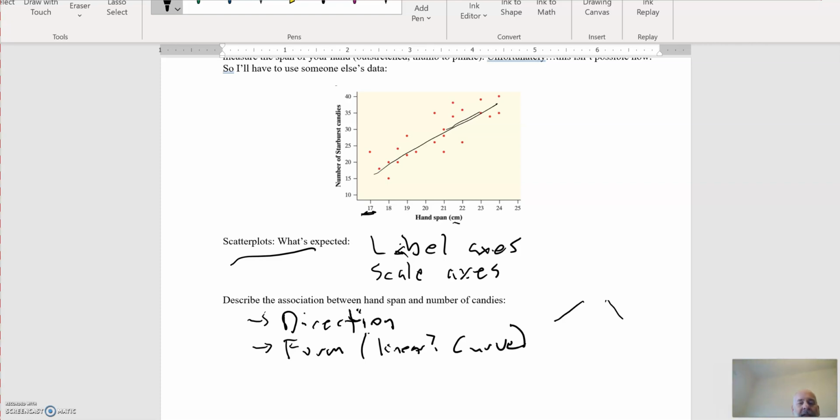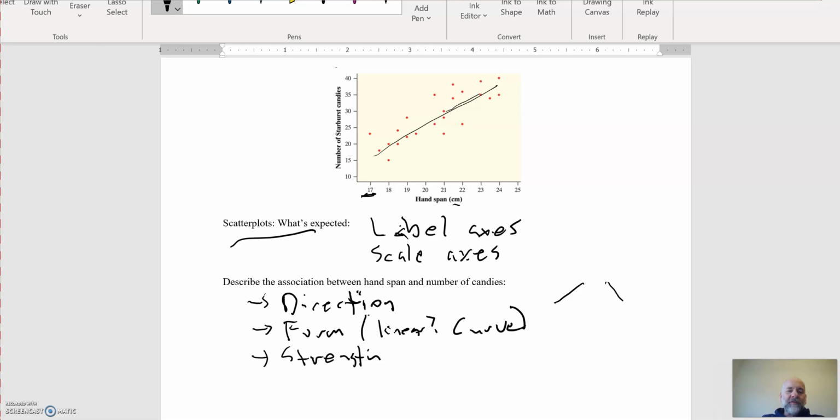Then the next one, something that you wouldn't do in an algebra class either, is talk about the strength. How closely does it adhere to that pattern, whatever pattern it is that you see? This one is moderately strong. Not every time you have a bigger hand do you get more candy, but in general it's pretty consistent that a bigger hand gets you more candy, and there aren't too many exceptions to this rule. So we'd call this pretty strong, a definite positive linear association.